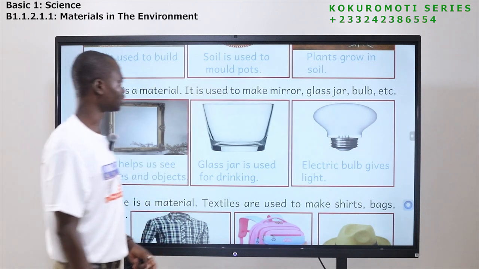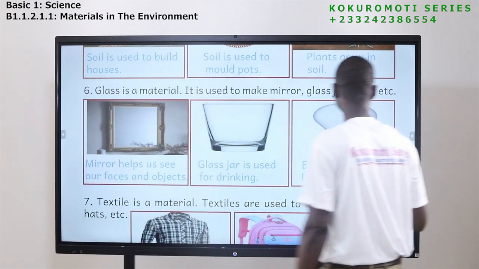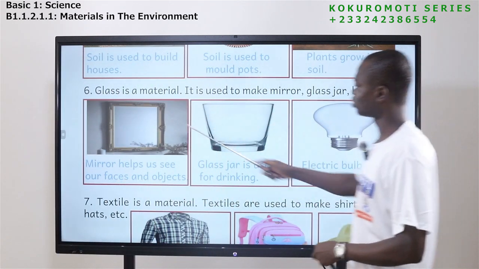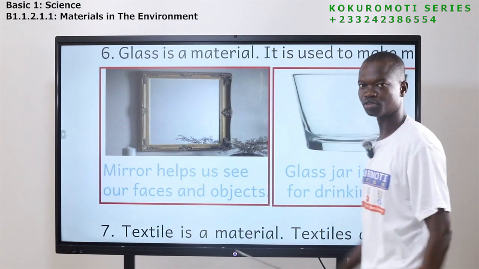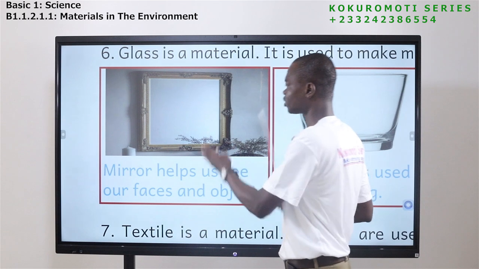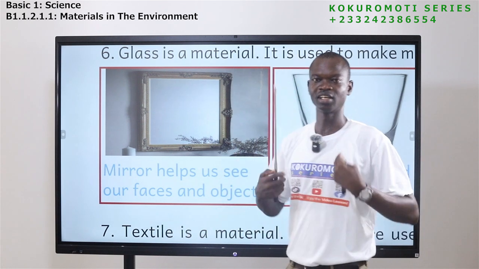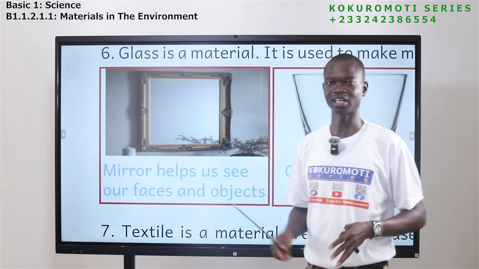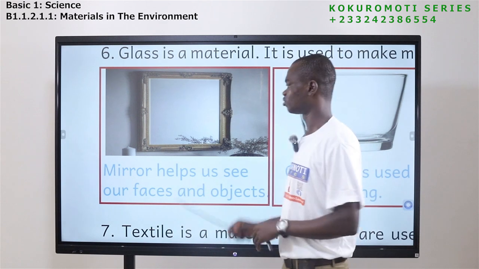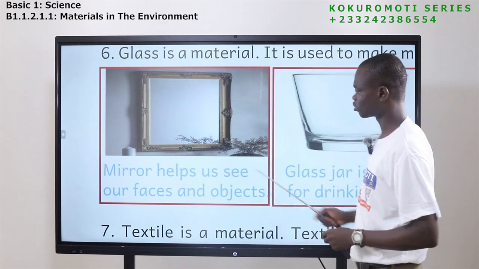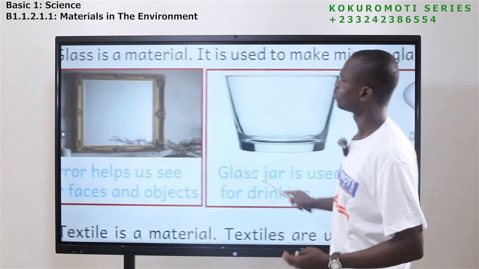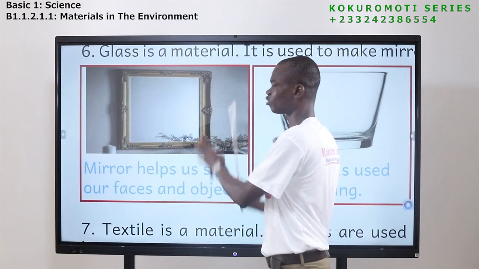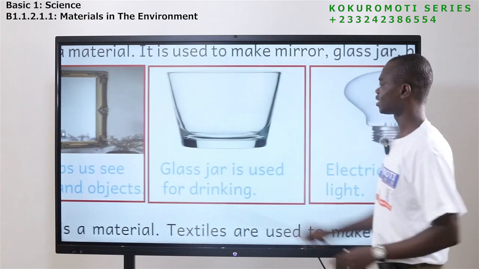Glass is a material. It is used to make mirror, glass jar, bulbs, and the rest. So look at this picture. After you have taken your bath, you want to dress, you use the mirror to what? To check everything. Make sure that everything is on point before you go out. So mirror help us to what? To see our faces and what? Objects. So they are made of what? Mirrors are made of what? Glass.